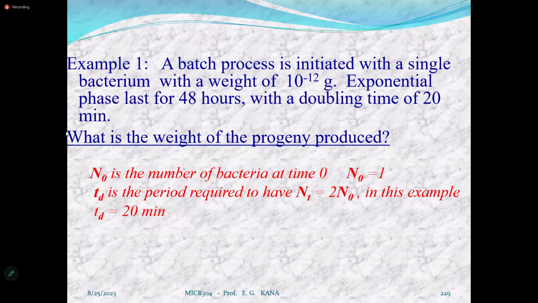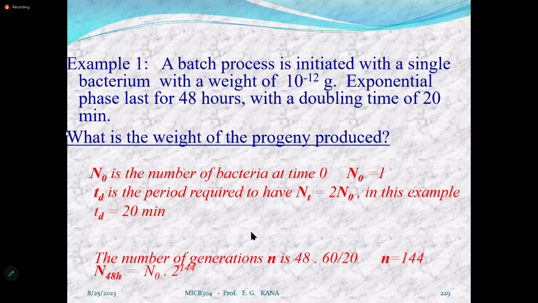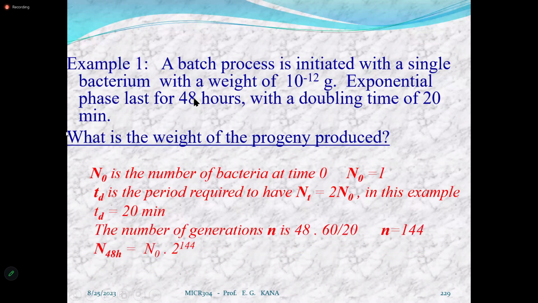They also said that the process lasted for 48 hours. Based on that, we can obtain N, the number of generations. Are we on the same page, class? 48 hours times 60 minutes, divided by 20, the time it takes to double. That gives us our N, which is 144.